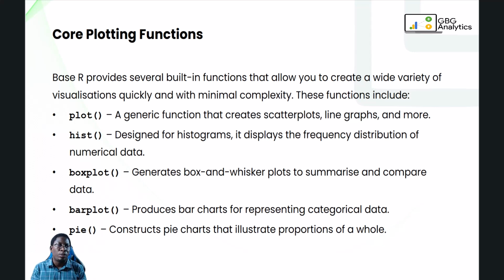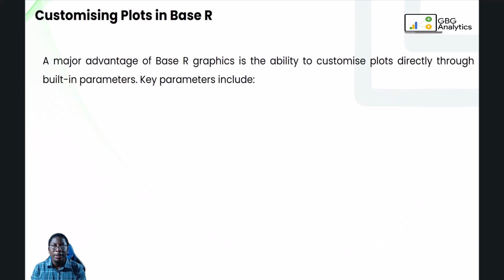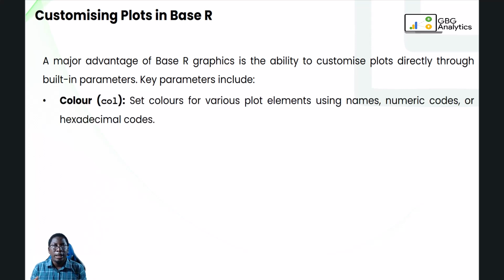Now let's see how to customize a base plot function in R. Customization in base R is achieved through a range of built-in graphical parameters or by using the par function for global settings. Key parameters include col for color. This sets colors for points, lines, bars, and text. You can specify colors by name, numeric code, or hexadecimal value.